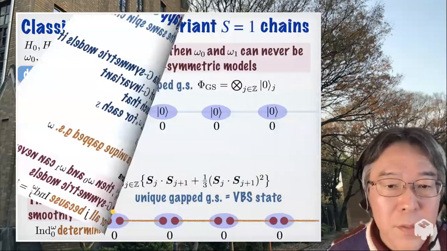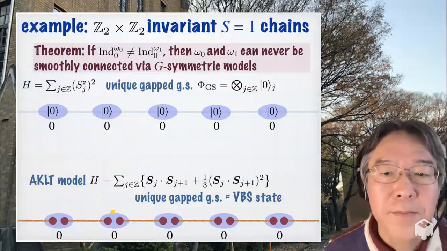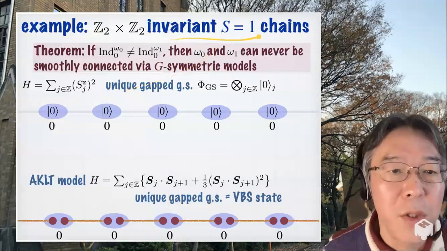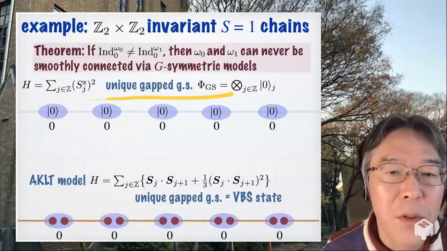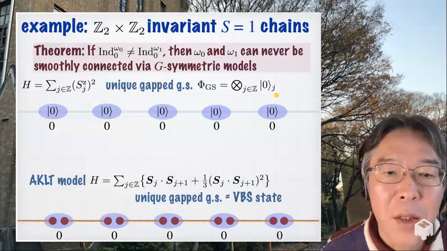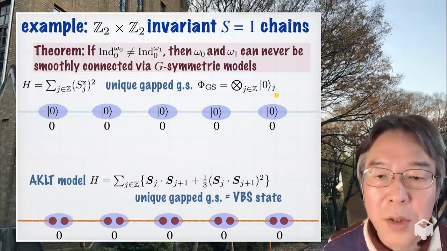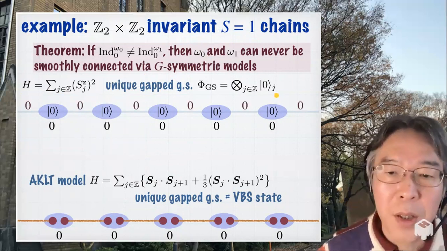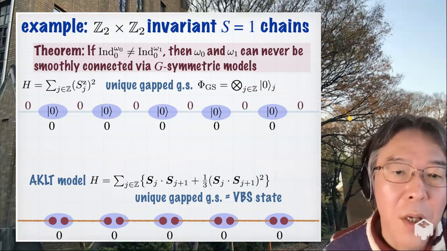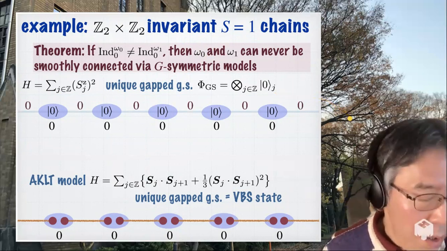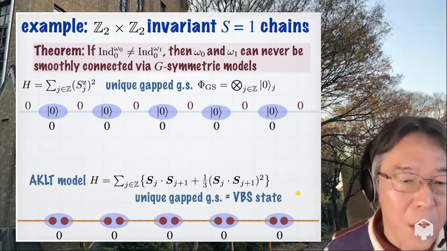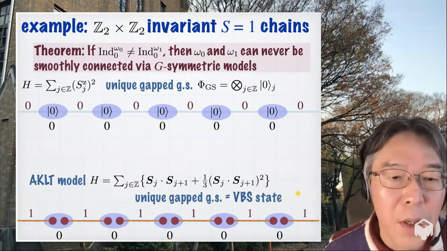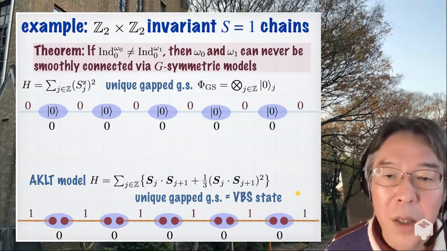Okay, so let's look at an example. This is the example we discussed before. This is a spin one chain, and this is a trivial Hamiltonian whose ground state is this. In this case, this is an MPS, so the index was already computed by Pollmann, Turner, Berg, and Oshikawa, and it's 0 everywhere. As for the AKLT case, this is again an MPS, so the index was already calculated by Pollmann, Turner, Berg, and Oshikawa, and they are different.